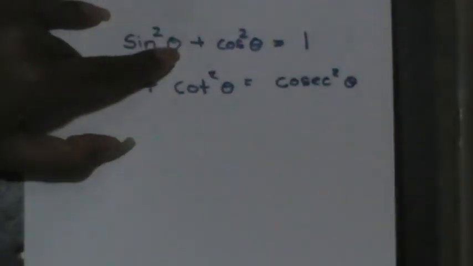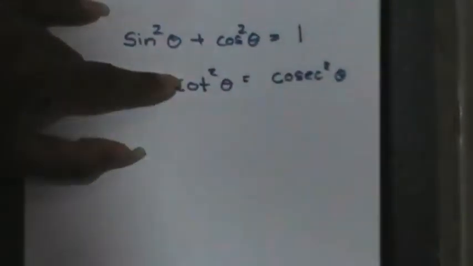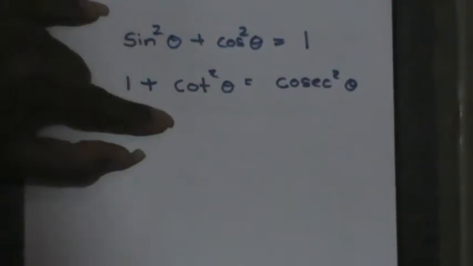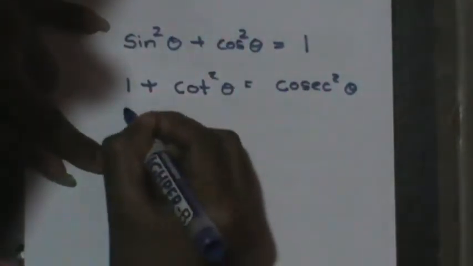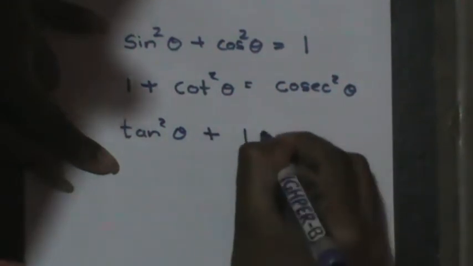Similarly, if you divide this equation by cos squared theta, sin squared theta divided by cos squared theta is sin theta divided by cos theta, whole squared. By the quotient identities, sin theta divided by cos theta is tan theta, so this is tan squared theta. Cos squared theta divided by cos squared theta is equal to 1. And 1 upon cos squared theta is 1 upon cos theta, whole squared. From the reciprocal identities, 1 upon cos theta is sec theta, so this is sec squared theta.